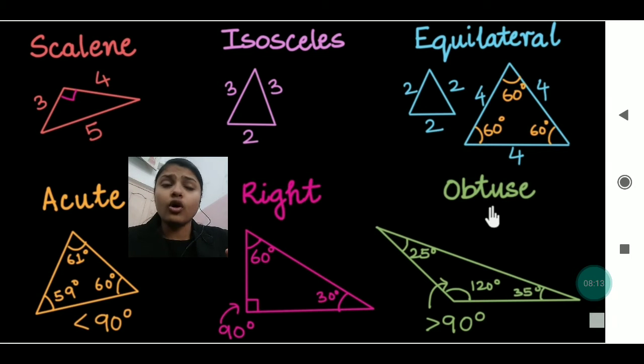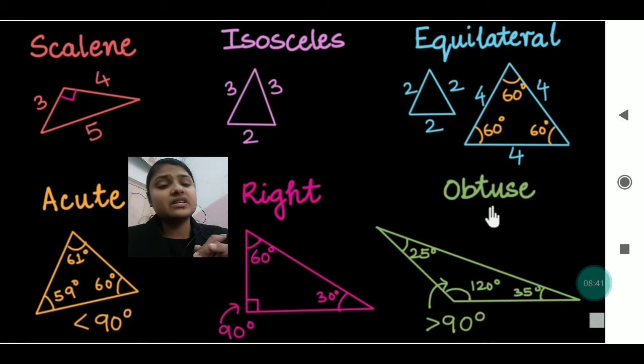An obtuse angle triangle is one in which one of its angles should be greater than 90 but less than 180. It can be greater than 90 but it cannot be greater than 180. It should be between 90 and 180. These were the properties of different types of triangles.